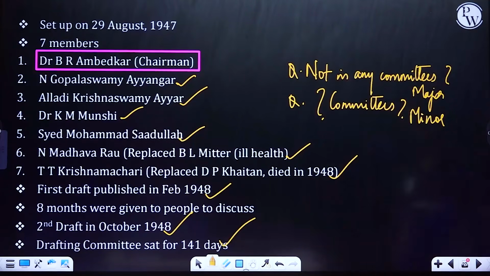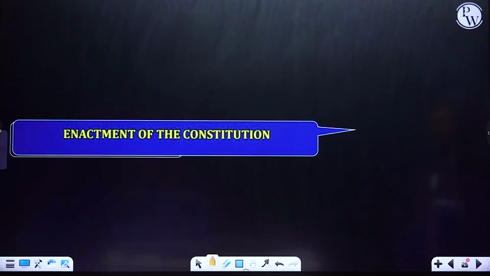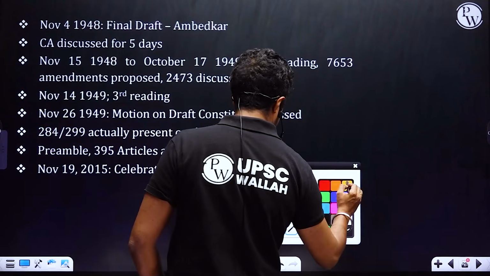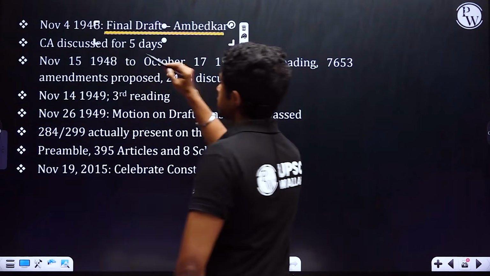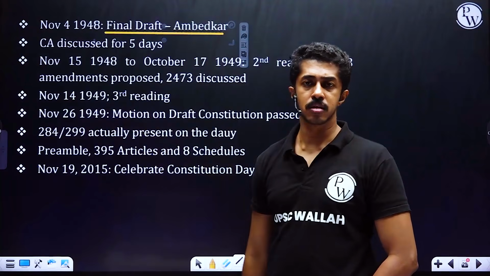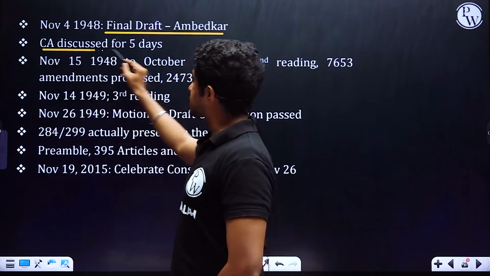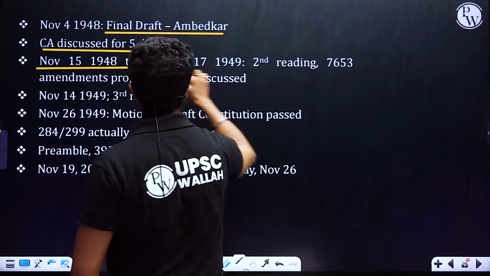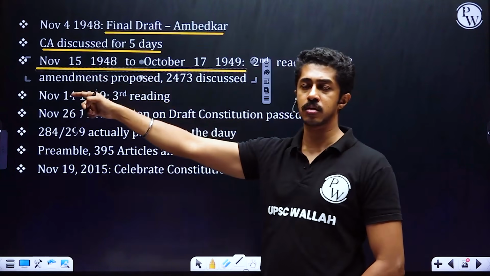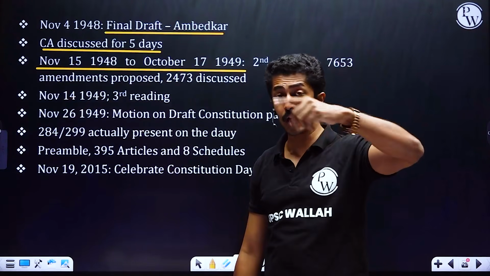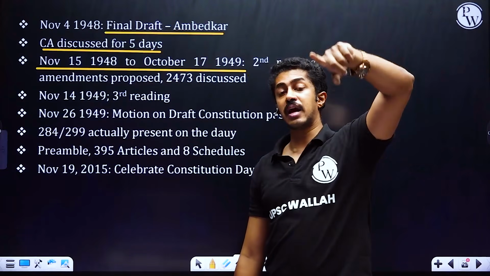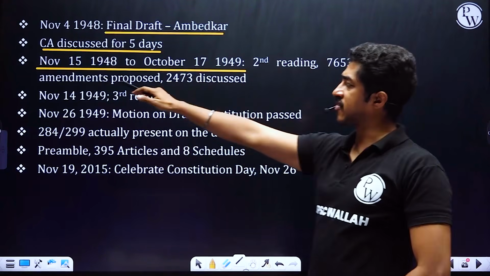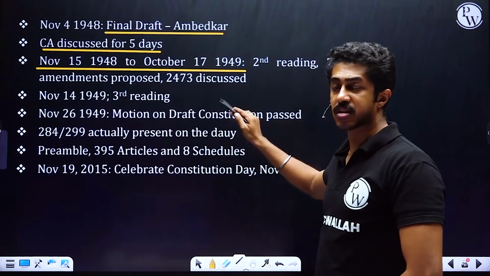Clear, people? Moving on. Enactment of the Constitution. November 4, 1948. Final draft was placed by Ambedkar. CA discussed it for 5 days. November 15, 1948 to October 17th, 1949. Don't get confused with this date. It is almost a year. Second reading, 7,653 amendments were proposed, 2,473 were discussed.